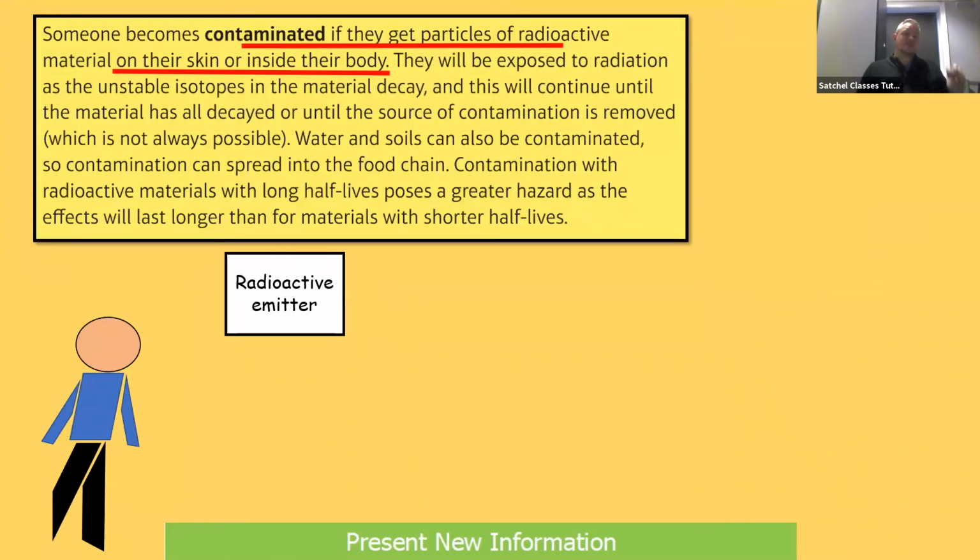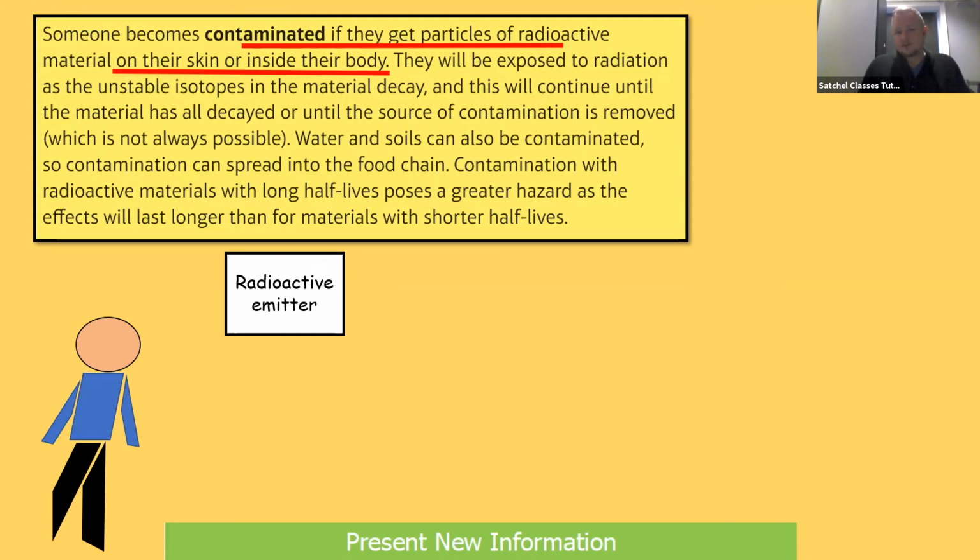Someone becomes contaminated then if they get particles of radioactive material on their skin or inside their body, just like our lake. They will be exposed to the radiation as the unstable isotopes in the material decay, and this then continues until the materials are all decayed or until the source of contamination is removed. And that's not always possible.